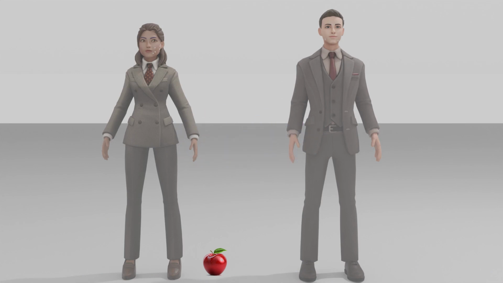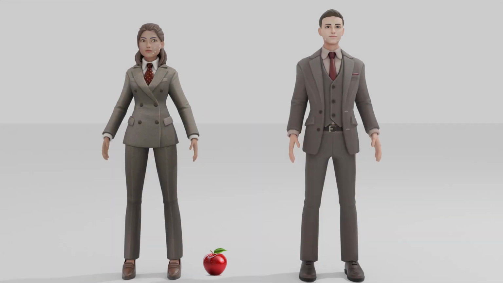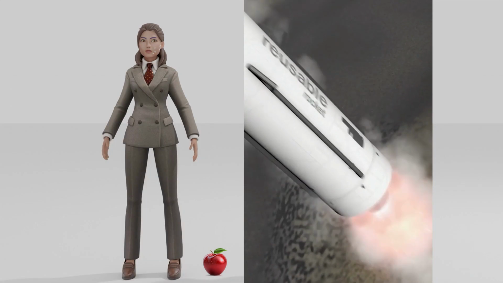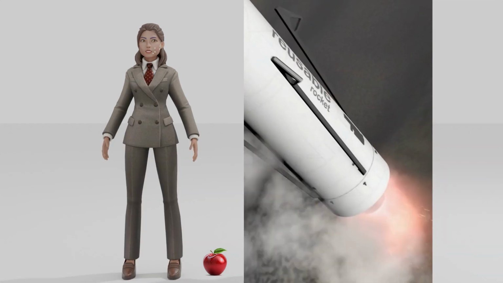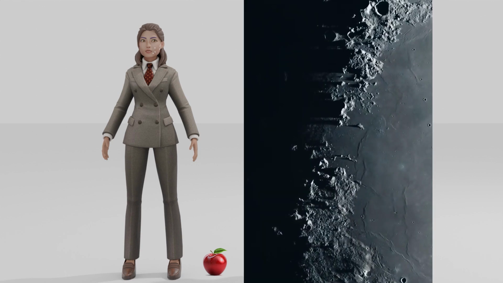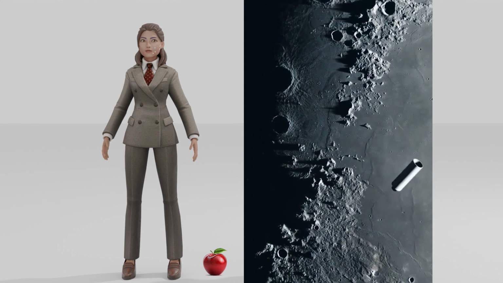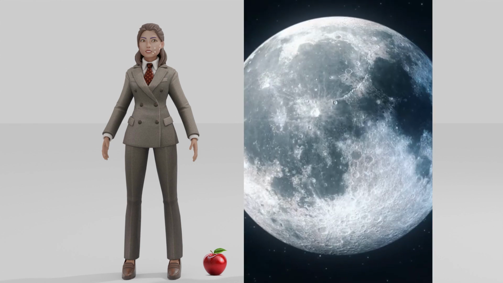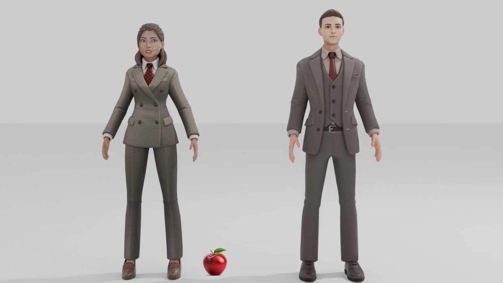Moving on to Newton's second law, also known as the law of acceleration. This law states that the acceleration of an object is directly proportional to the net force acting on it and inversely proportional to its mass. In other words, the greater the force applied to an object, the greater its acceleration, and the more massive the object, the less it will accelerate for the same force.